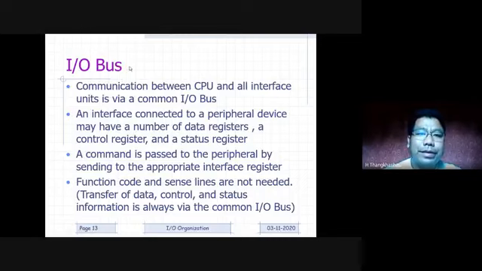Now let's talk about I/O buses. Communication between the CPU and all the interface units is via a common I/O bus. Okay, an interface connected to the peripheral devices may have a number of data registers, a control register and a status register. So its peripheral devices will have their own registers in that I/O interface. Okay, a command is passed to the peripheral by sending it to the appropriate interface registers. So whenever you are trying to use that peripheral device, some command will be sent through the peripheral interface. Function code and sense lines are not needed. Transfer of data, control, and status information is always via a common bus.